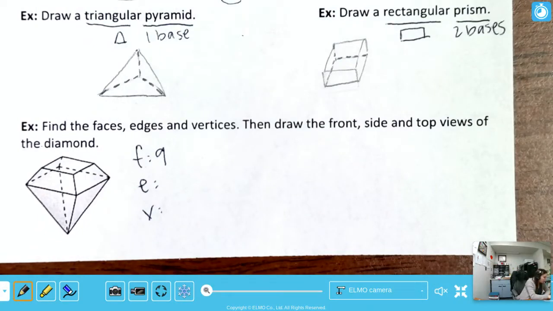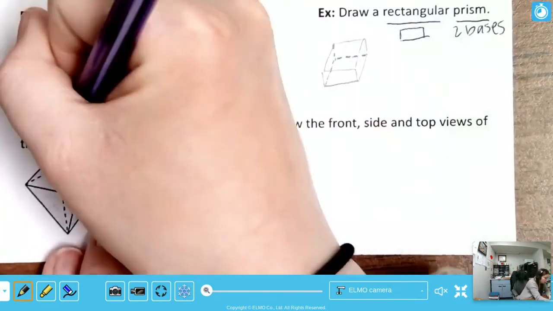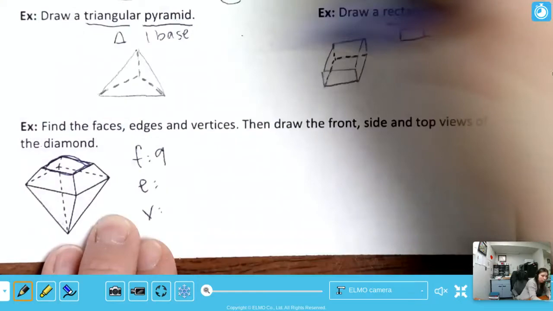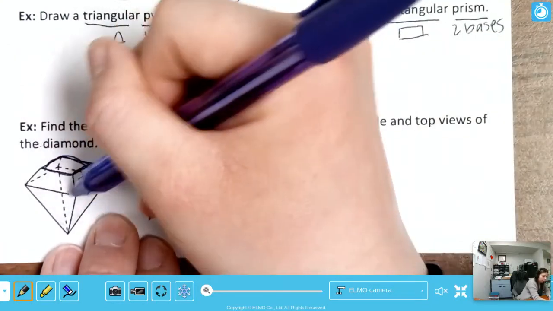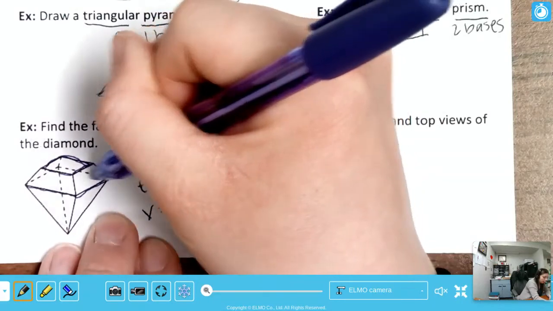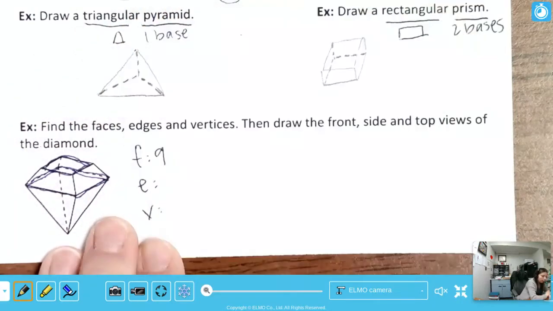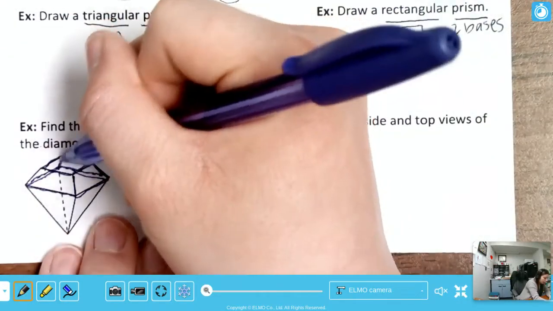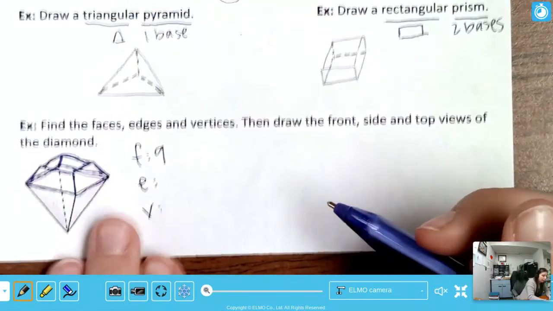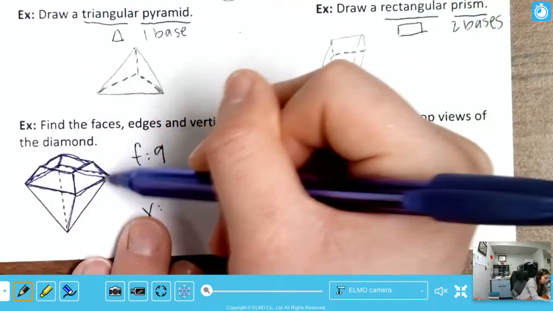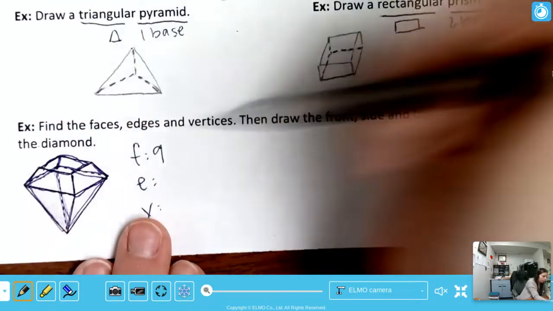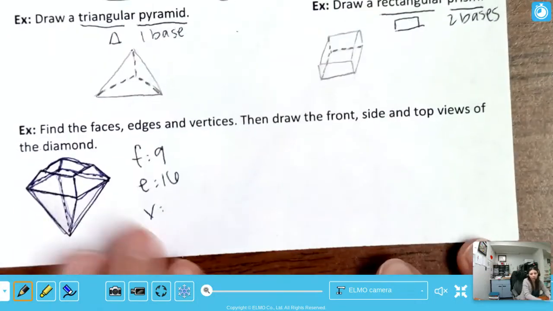Next, I'm going to count the edges. So in my purple pen, I'm going to trace over all the edges, the line segments in this one. I'm going to start at the top. There are 1, 2, 3, 4 around the top square. If I move down to this next level, I have 5, 6, 7, 8. And now I need to go in and count the ones going up and down. 9, 10, 11 in the back, and 12. And then these last ones that go down to the bottom. 13, 14, 15 in the back, 16. There are 16 edges in all. 16 edges in this figure.